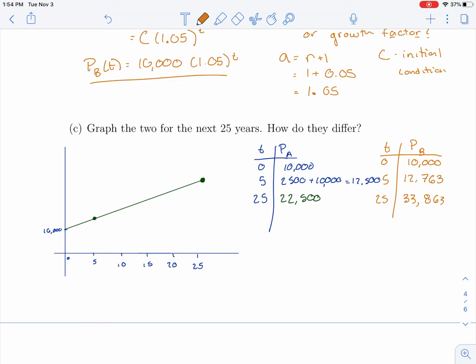So at 5 years, we're just a little bit, so negligibly above. But after 25 years, we're all the way up here. So our graph kind of looks like this. Let me try that a little bit better. And it's going to get faster and faster. Oh no, I didn't want to do that. Okay. Whew. Panic.